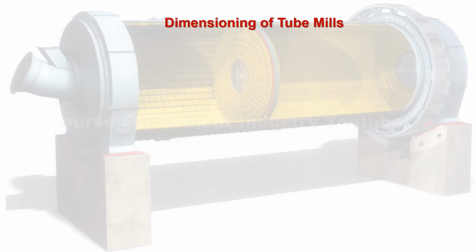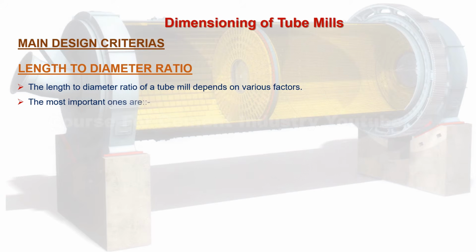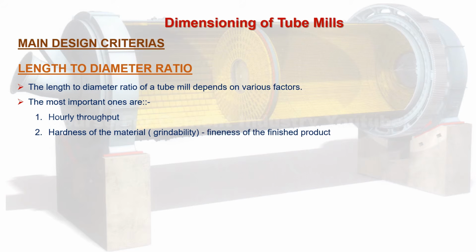In this section the main design criteria will be explained. 3. Length to diameter ratio. The length to diameter ratio of a tube mill depends on various factors. The most important ones are: 1. Hourly throughput. 2. Hardness of the material, grindability, and fineness of the finished product. 3. Open or closed circuit grinding. 4. Feed size. 5. Grinding system.